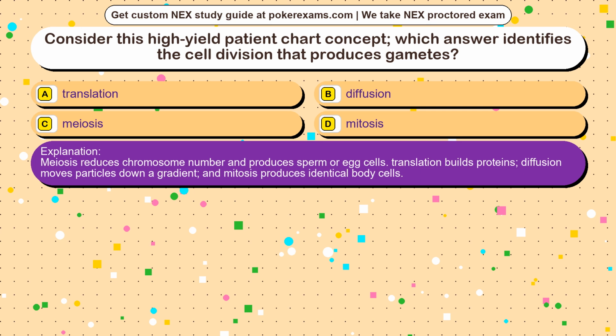Meiosis reduces chromosome number and produces sperm or egg cells. Translation builds proteins, diffusion moves particles down a gradient, and mitosis produces identical body cells.